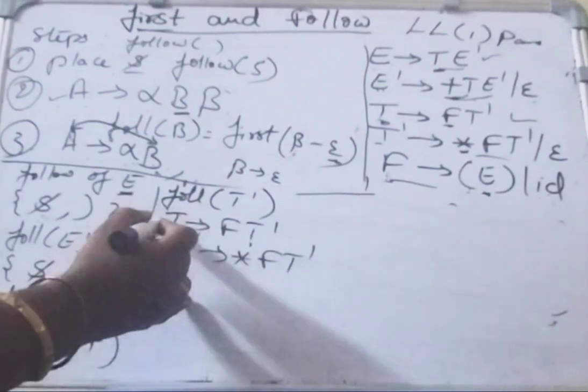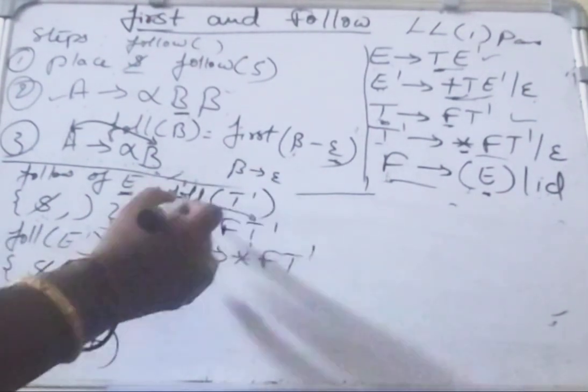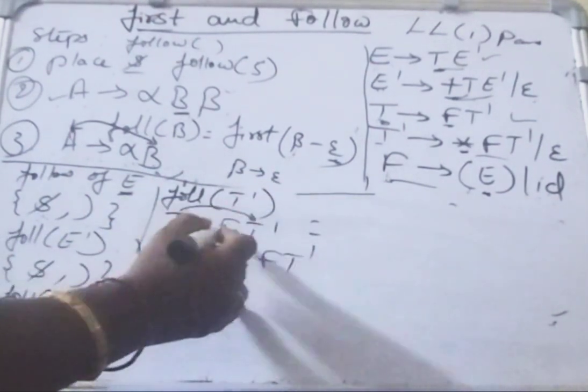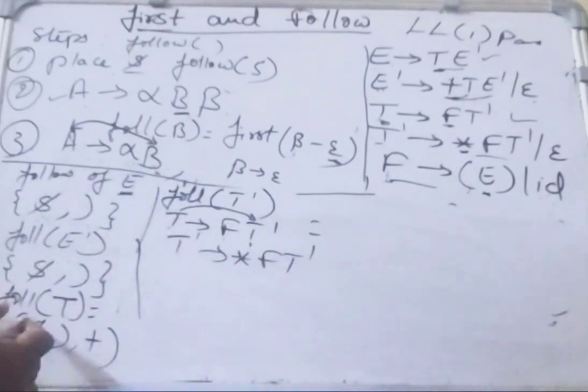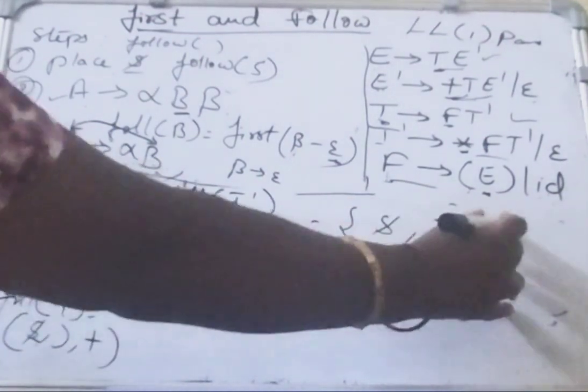Follow of t dash is equal to what? Follow of t. Whatever is there in follow of t should be copied to t dash. So from this production you will get follow of t, which we just computed: dollar, greater than and plus. So add dollar, greater than and plus.